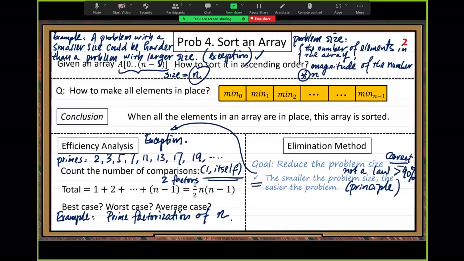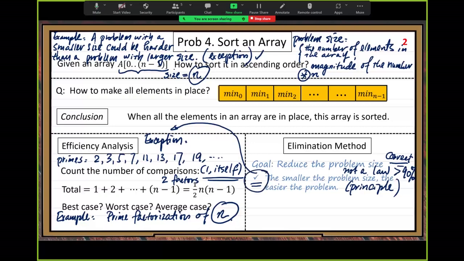In this problem, what's the problem size? Because here you're only given 1 number, 1 element. But the value of this n, or the magnitude of this n, determines the difficulty of the problem. How hard is the problem? We need to look at its value. Sometimes it's hard, sometimes it's easy. For this problem, you can see this principle may not be true.